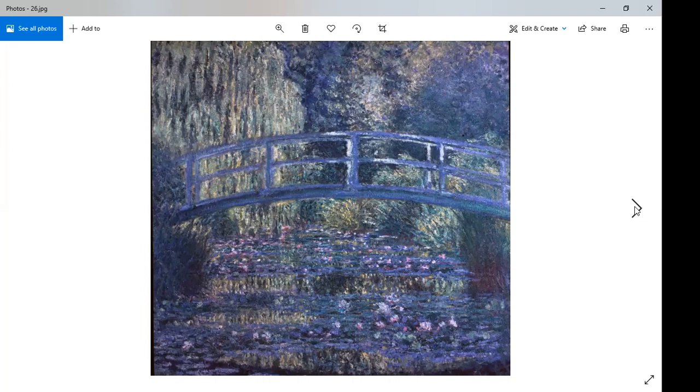Giverny is a small town in central France. So his estate was named Giverny. It's now a museum open to the public. And millions of people, a couple million a year, go there. Well, not this last year, but they may start coming again.